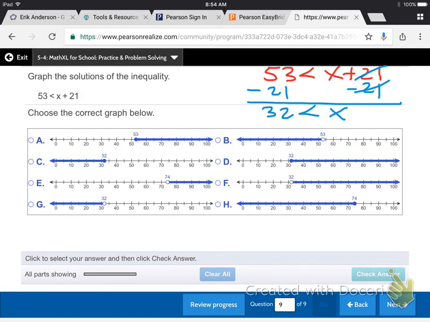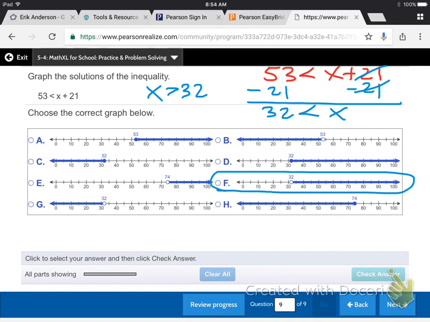So how do you read this? Now we have to read it backwards, not left to right, but right to left. Well, let's start on the right. x is greater than 32. We can even just turn it around and write it like this if we want to. x is greater than 32. So we are looking for an open circle at 32 and all the numbers that are greater than 32. So that would be right here. x is greater than 32, but not including 32.